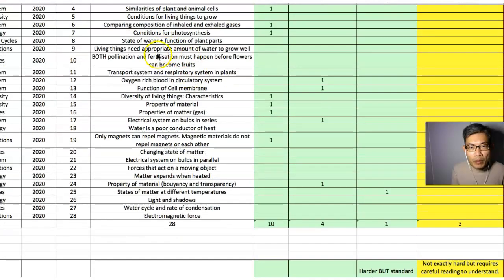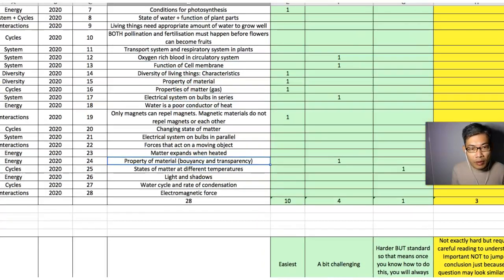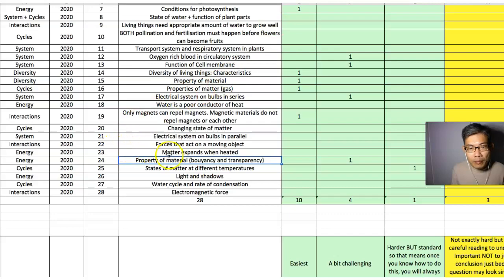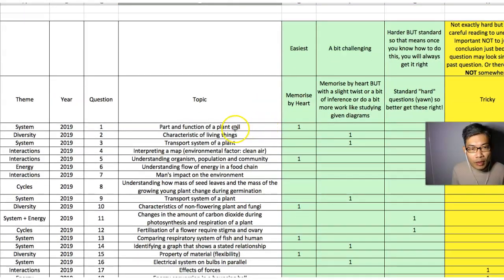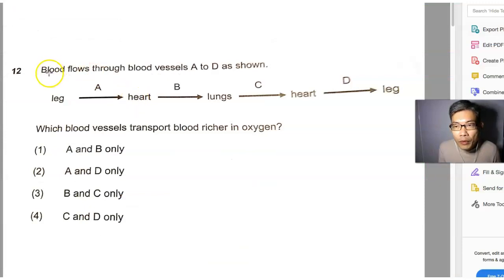Right, from the 2020 paper, we'll be looking at question 12 and 13 on circulatory system and cell system. And then we'll also look at the electrical system as well as property of materials. Next up, from the 2019 paper, will be on characteristics of living things, transport system. This is interesting, just looking at a graph to look at relationship. Electrical system on bulbs in parallel and arranging bulbs to increase or decrease their brightness, whether they're in series or in parallel.